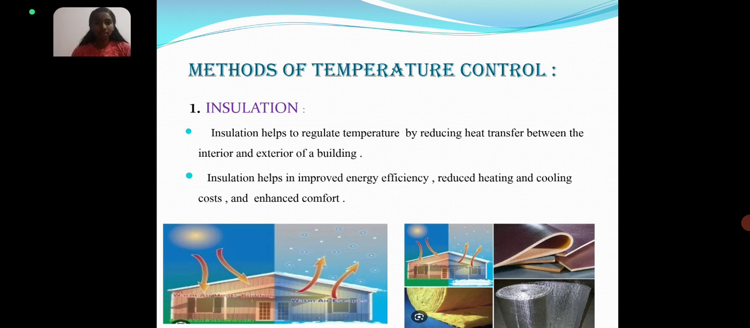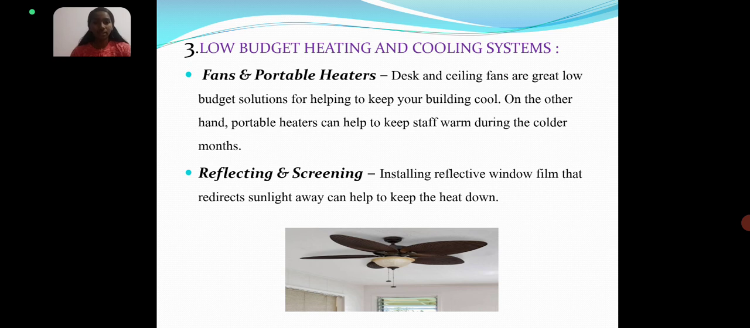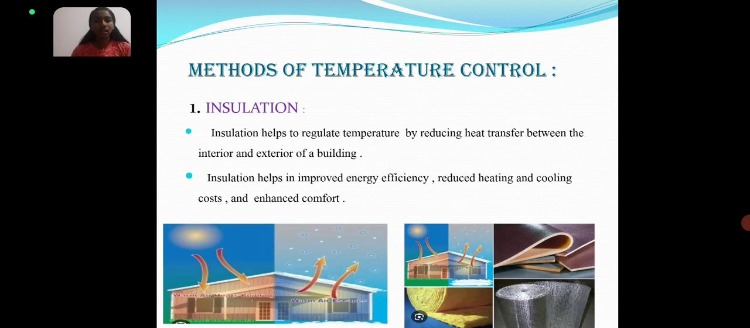There are three methods: the first one is insulation, the second is HVAC systems, and the third one is low budget heating and cooling systems. So now let's look into the first one, that is insulation. Insulation helps to regulate temperature by reducing heat transfer between the interior and exterior of a building. Insulation helps in improved energy efficiency, reduced heating and cooling cost, and enhanced comfort.